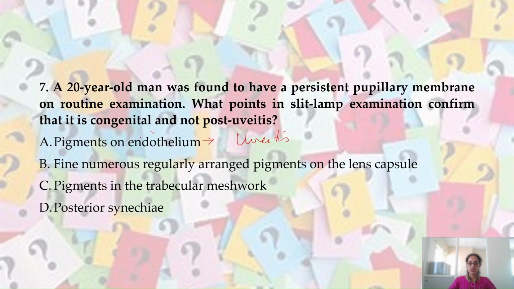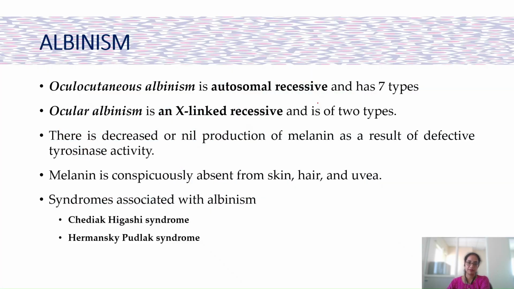So pigments on the endothelium do not support congenital. You find numerous regularly arranged pigments on the lens capsule. This can be seen in both congenital and post-uveitic conditions. Sometimes these pigments arising from the collarette can get deposited on the lens capsule. Pigments on the trabecular meshwork and the posterior synechiae are very typical for uveitis and not seen on congenital persistent pupillary membrane. So the right answer here is B.